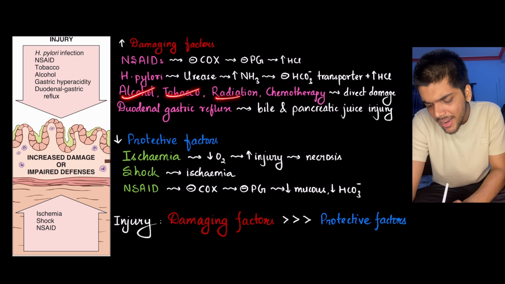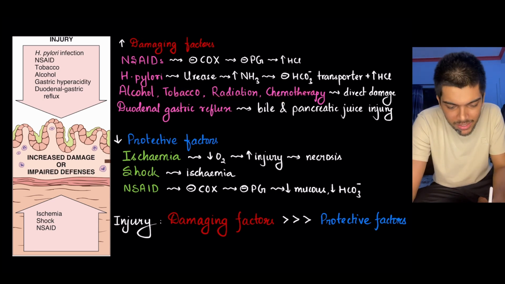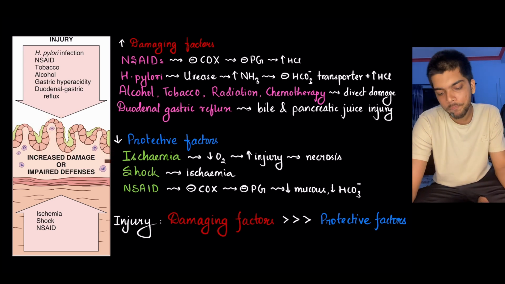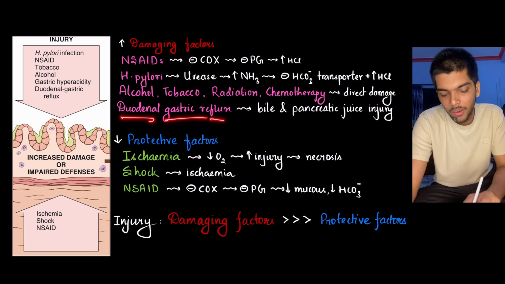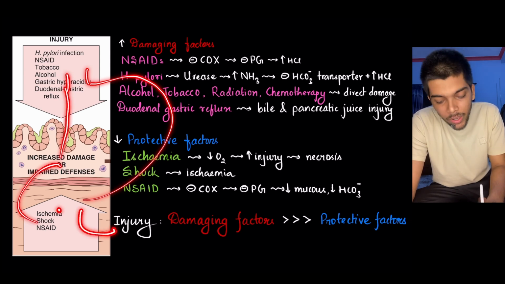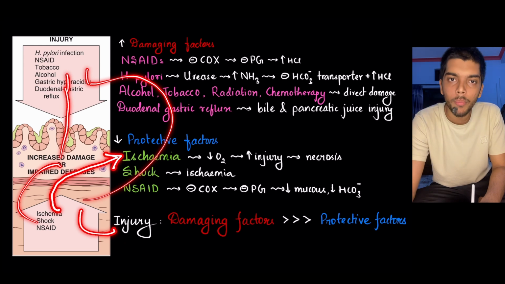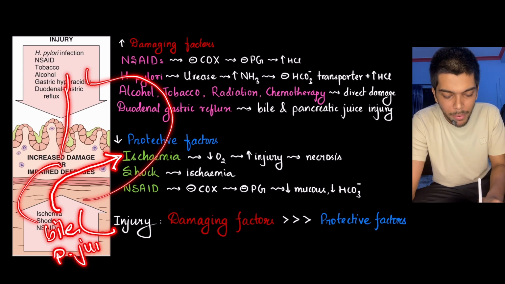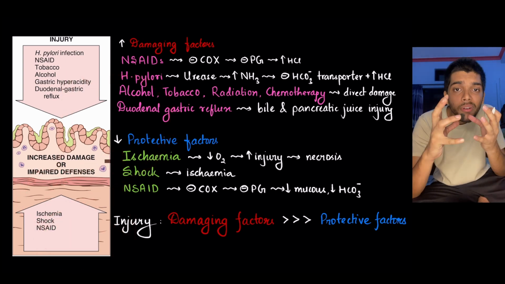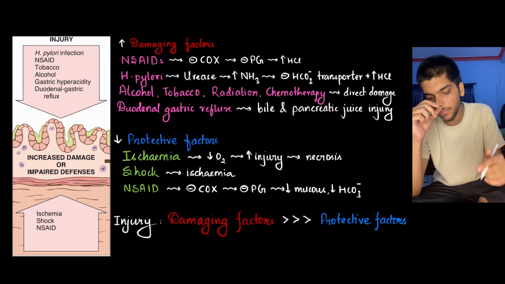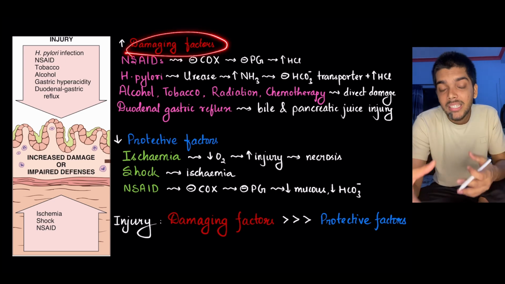alcohol, tobacco, radiation, chemotherapy, they have direct damage. That is, they directly go and damage the cells lining the wall of the stomach. Then duodenal gastric reflux. Basically, the content from within the duodenum will reflux or regurgitate back into the stomach. And what is present in the duodenum? Only two things: bile from the liver and pancreatic juices from the pancreas. This alkaline fluid produces stress on the wall and damages the wall of the stomach. That is an increase in damaging factors.